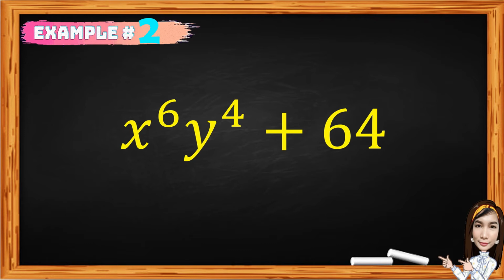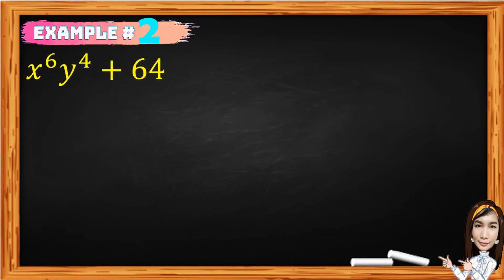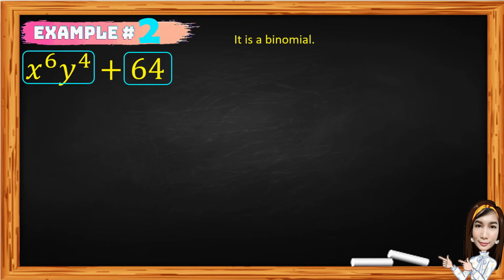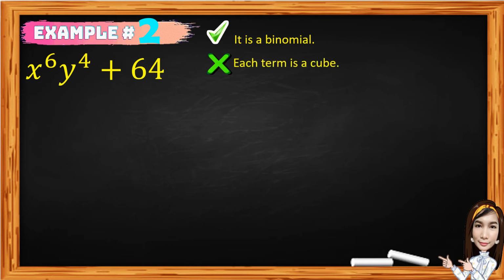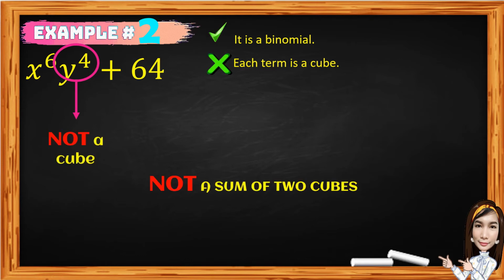For example number 2, we have x to the 6th, y to the 4th plus 64. Now let's see if the given satisfies the two conditions. First, it is a binomial. As you can see, it consists of two terms, so that is yes. Each term is a cube? So that is no. Why? Because y to the 4th is not a cube. So the given is not a sum of two cubes.